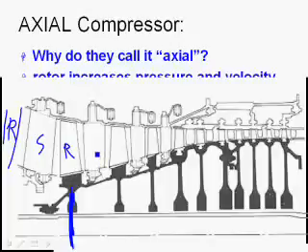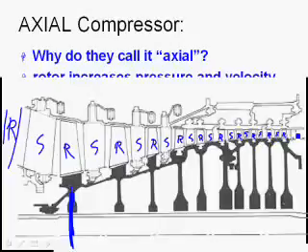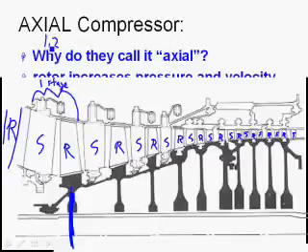And so this one's stationary, rotating, stationary, rotating, stationary, and so on. You probably get the idea here. Okay. So each one of these stages right here, with a stationary and a rotating blade, is going to be one stage. And that's going to give us 1.2 times greater pressure than what came into it.